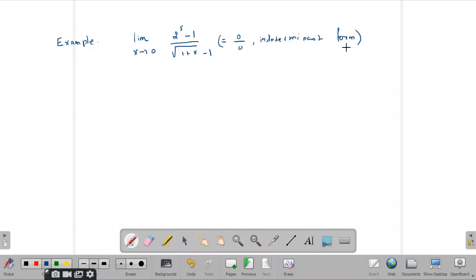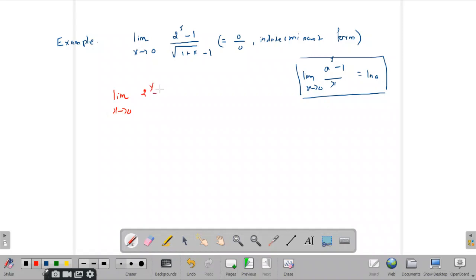So to avoid the indeterminate form, we need x in the denominator so that we can use the result (a^x minus 1) by x, whenever x approaches 0, the limiting value is ln a. In order to apply this particular result, we need x in the denominator. What to do? Limit as x approaches 0 of (2^x minus 1) by (root of 1 plus x minus 1).